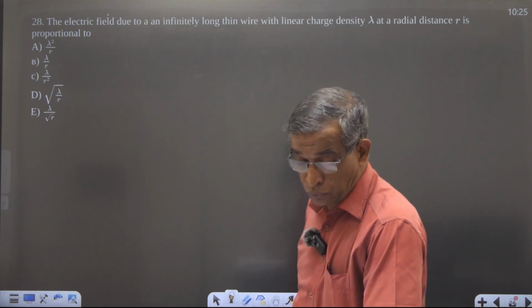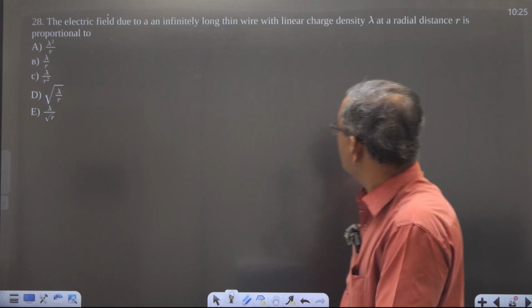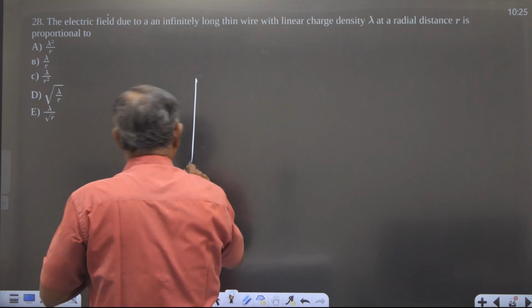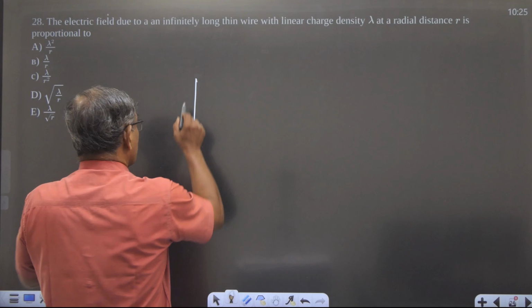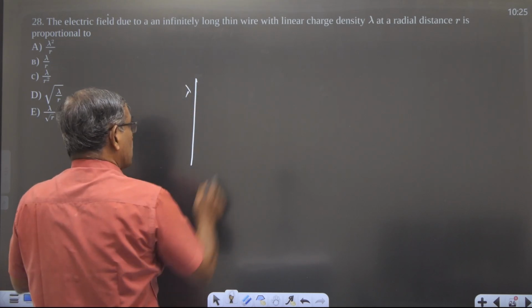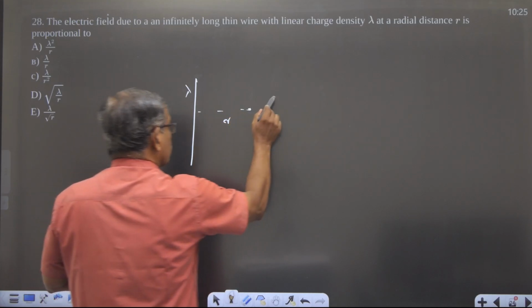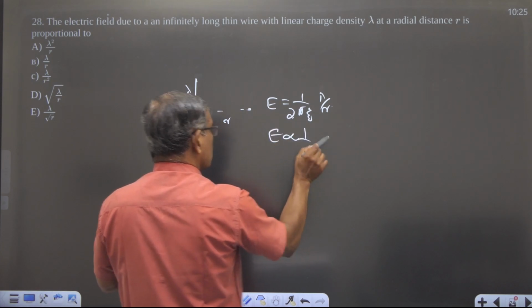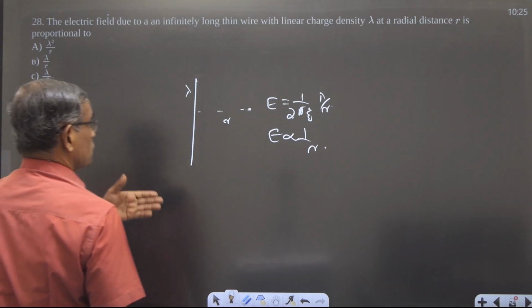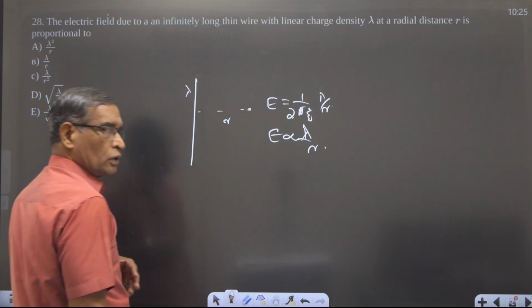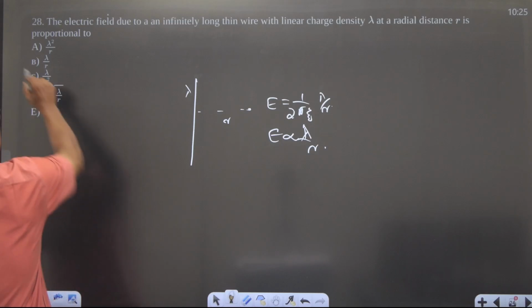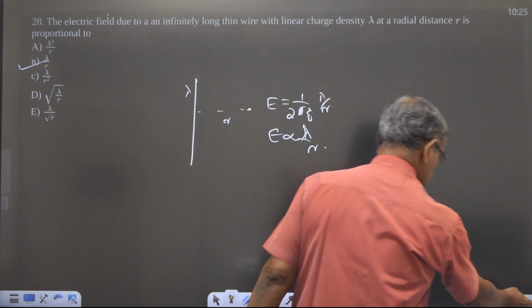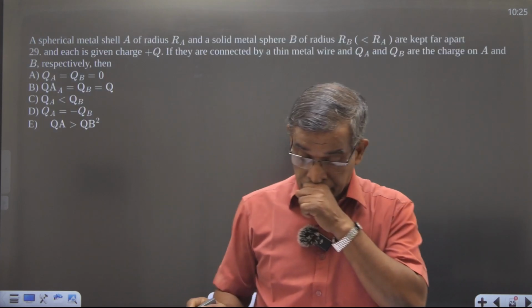The electric field due to an infinitely long thin wire with linear charge density lambda, at radial distance R, is proportional to what? You know, by the application of Gauss's theorem, suppose we have a uniformly charged wire with linear charge density lambda at a distance R. The electric field is given by 1 by 2 pi epsilon 0 into lambda by R. Oh sorry, here lambda is also included. So E is proportional to lambda by R. Again, they directly ask the formula. Write down the formula. Shall we go to our next question.